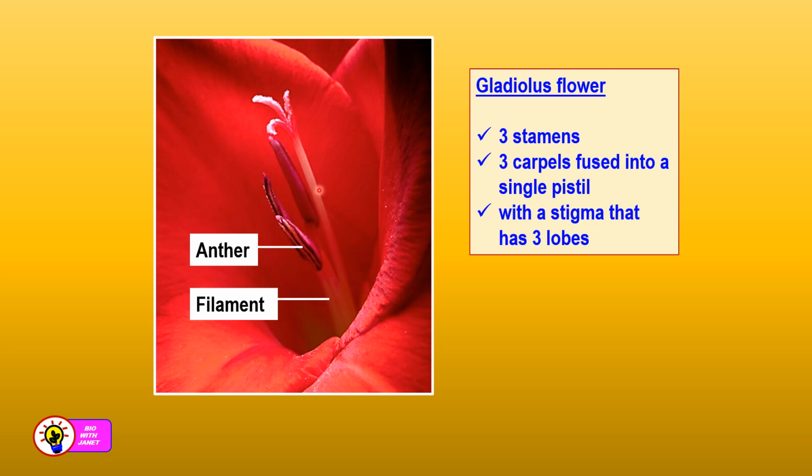So this is a more complex pistil because it's made up of 3 carpels, but you cannot see the individual carpels anymore because they're fused together. So the gladiolus flower has 3 stamens and 3 carpels fused into a single pistil, and a stigma with 3 lobes here. Right, this is the stigma.